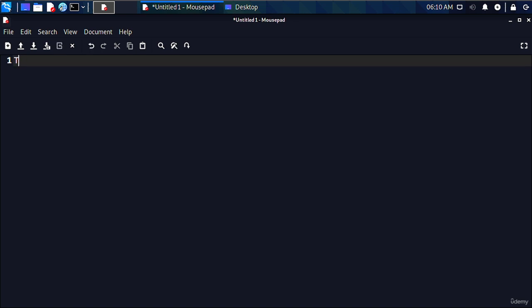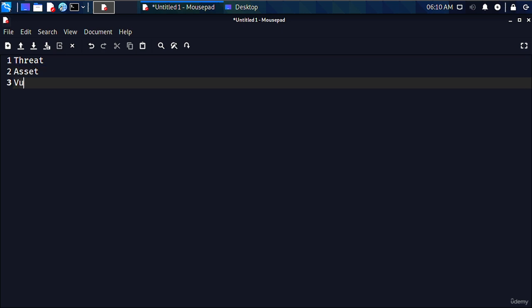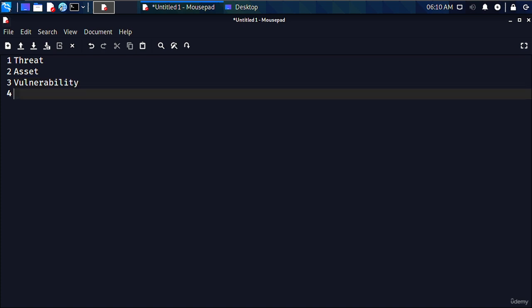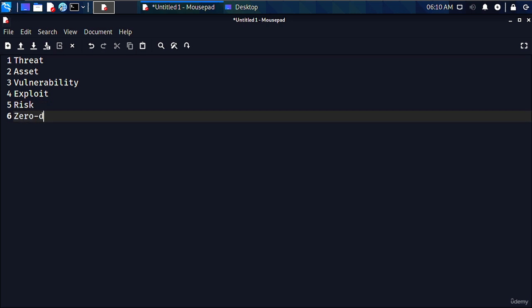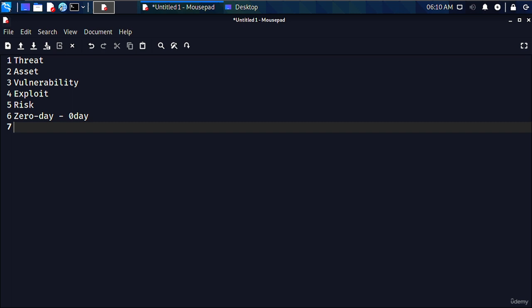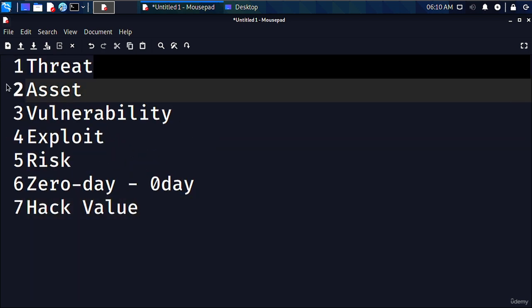The first is threat. Threat, asset, vulnerability, exploit, risk, zero day, hack value. Let's delve into these in more detail. Threat, firstly, I want to talk about.